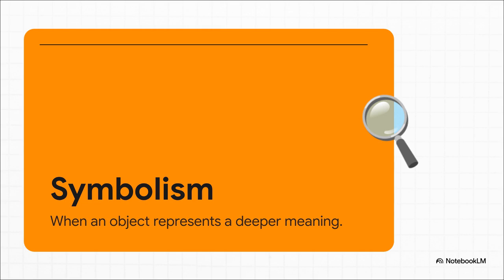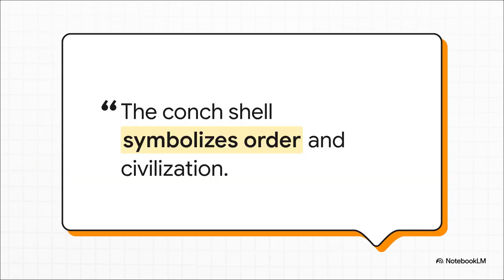Now for a classic detective tool. Symbolism. This is when a simple, physical object is used to represent a huge, abstract idea. It's a way for authors to pack a ton of meaning into just a single image. The conch shell in Lord of the Flies is one of the most famous examples of this, ever.